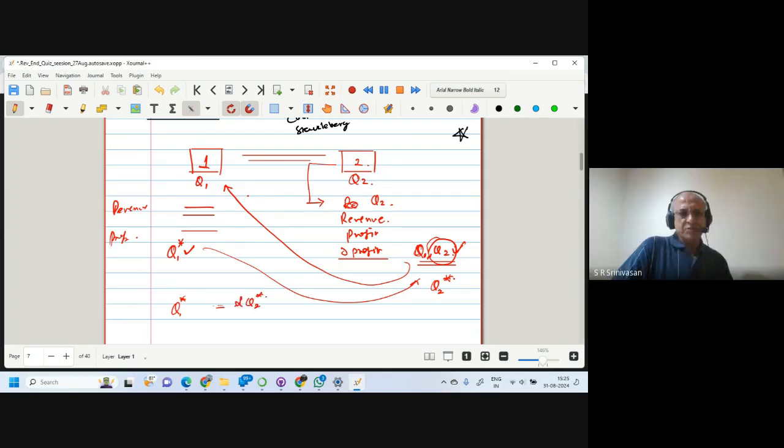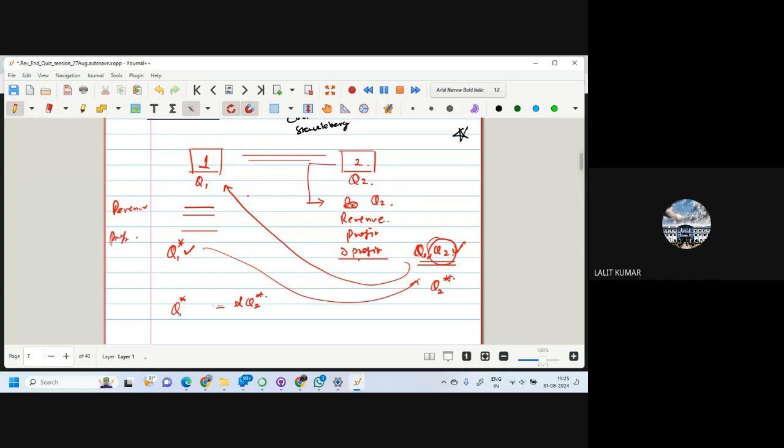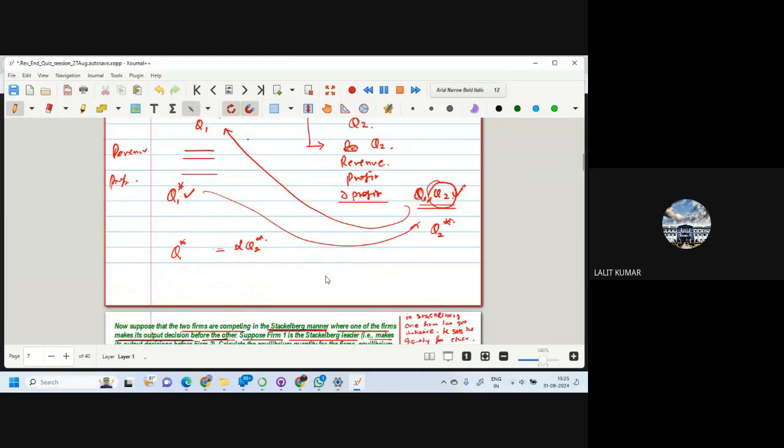Most cases there is a first mover advantage, right? In most cases, first mover, yes. So the Stackelberg leader who's there, he has always got the advantage. Now here only I will try to cover something. It is a monopoly. Here is a Cournot. Here is a Stackelberg. And here is a perfect competitive market.